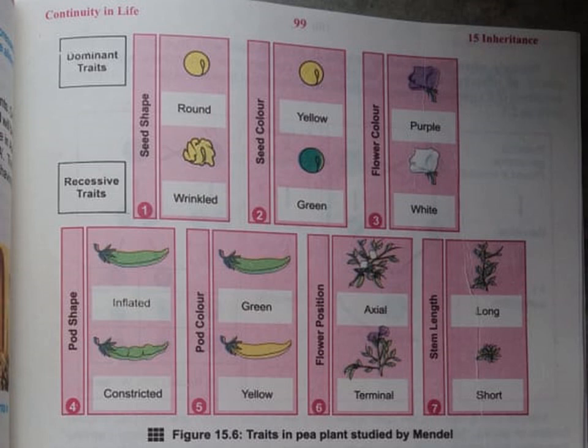The following year, Mendel planted these seeds and allowed the new plants to self-fertilize. As a result, he got 7,324 seeds, out of which 5,474 were round and 1,850 were wrinkled. So the ratio was 3 round to 1 wrinkled.